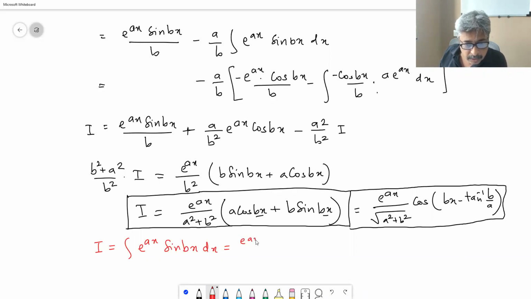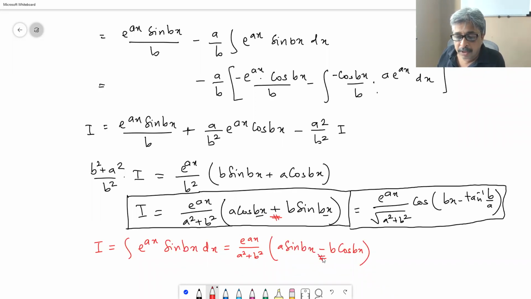e raised to ax upon a square plus b square. You write down the first term, this a sin bx, and minus b cos bx. That is how you are supposed to remember. These are the key points where you should note that if you mix up plus and minus, then you will make a mistake.